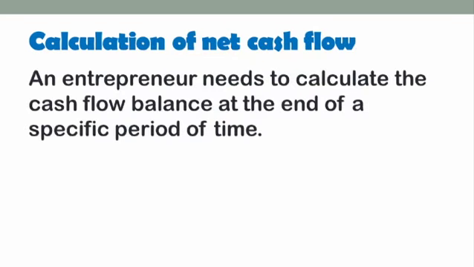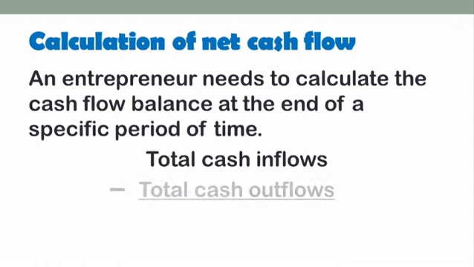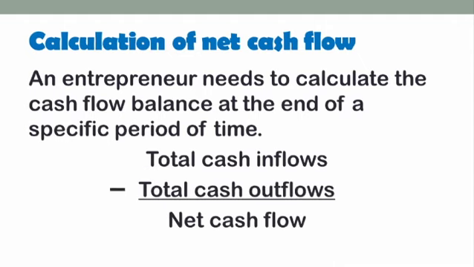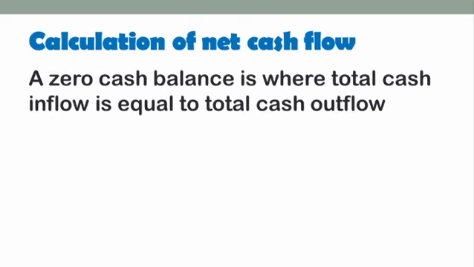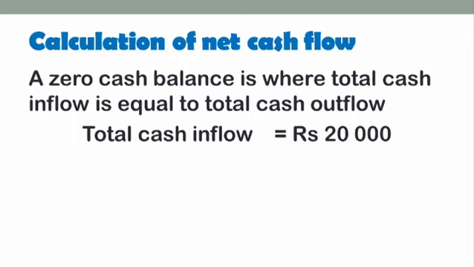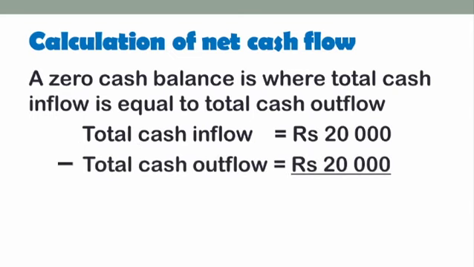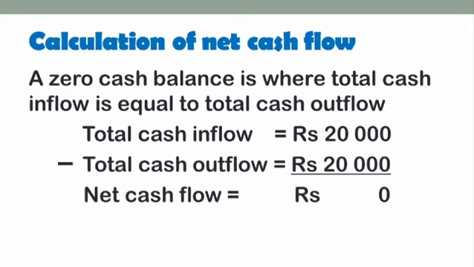An entrepreneur needs to calculate the cash flow balance at the end of a specific period of time. Total cash inflows minus total cash outflows will give us the net cash flow. A zero cash balance is where total cash inflow is equal to total cash outflow. For example, if we have a total cash inflow of 20,000 rupees minus a total cash outflow of 20,000 rupees, the result will be zero. Therefore, the net cash flow is zero.